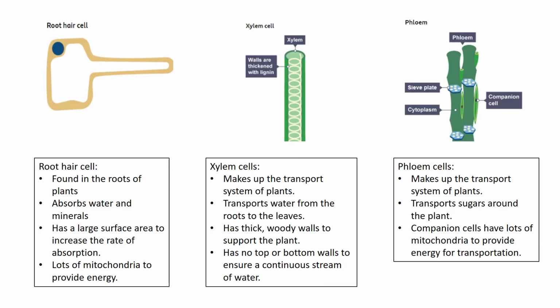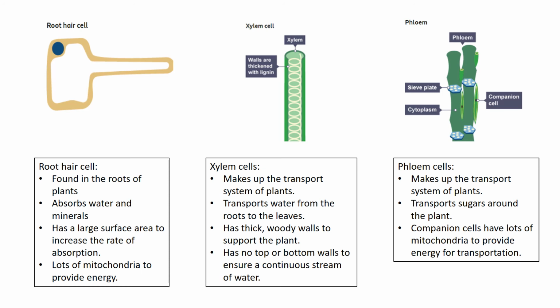Okay, now we're going to have a look at specialized cells found in plants. These are the root hair cell, the xylem cell, and the phloem cell. So starting off with the root hair cell, these are cells found in the roots of plants, and its function is to absorb water and minerals from the soil. Water is absorbed through osmosis, and minerals are absorbed through active transport. Now, the way the root hair cell is shaped aids transport because it has a large surface area. The larger the surface area, the more things that can be absorbed, or the faster the rate it can be absorbed at. The second way it is adapted to its function is that it has a lot of mitochondria.